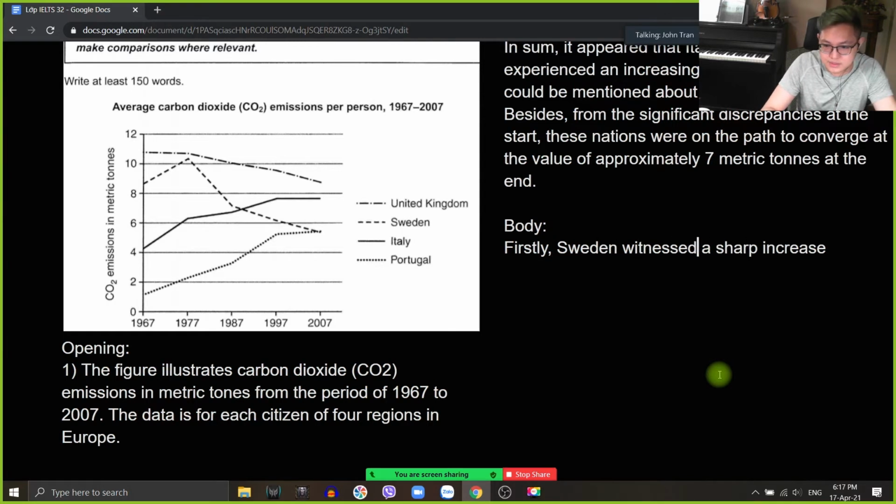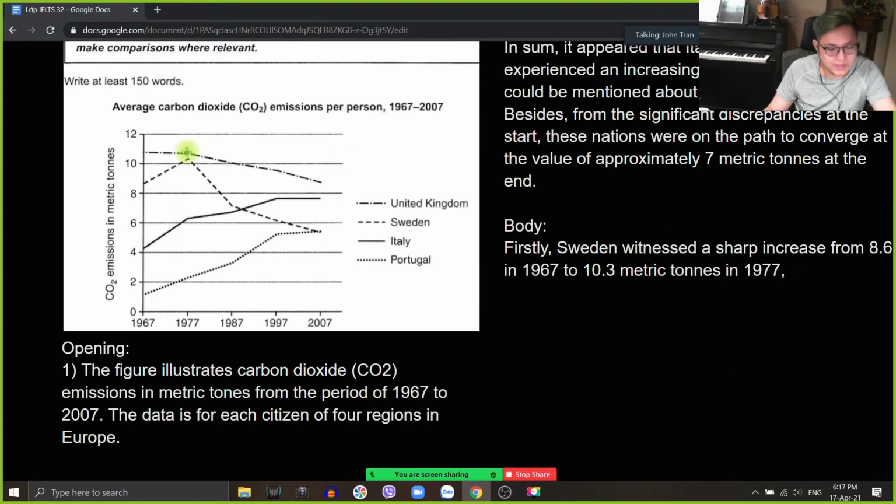Firstly, witness a sharp increase from 8.6 to 10.3 metric tons. From 8.6 in 1967 to 10.3 metric tons in 1977. And then, of course, this one is the highest point that they could ever reach.